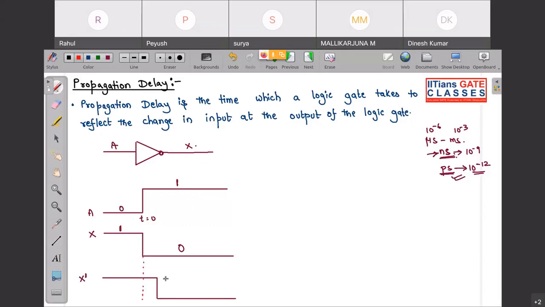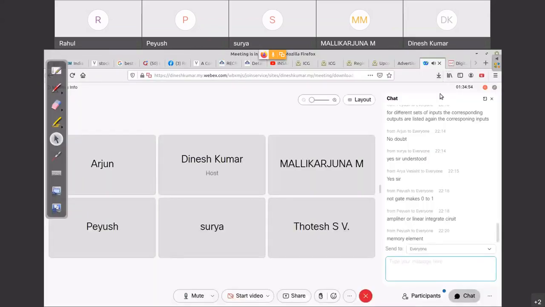See, this part was t equal to 0. Now you can see your output has basically made a transition after del t time, or delta t pd. So what is this delta t pd? It is the propagation delay of this NOT gate. Tell me if the concept of propagation delay is clear or not. So we are going to use this. You can also say it is a memory element, kind of a buffer gate.